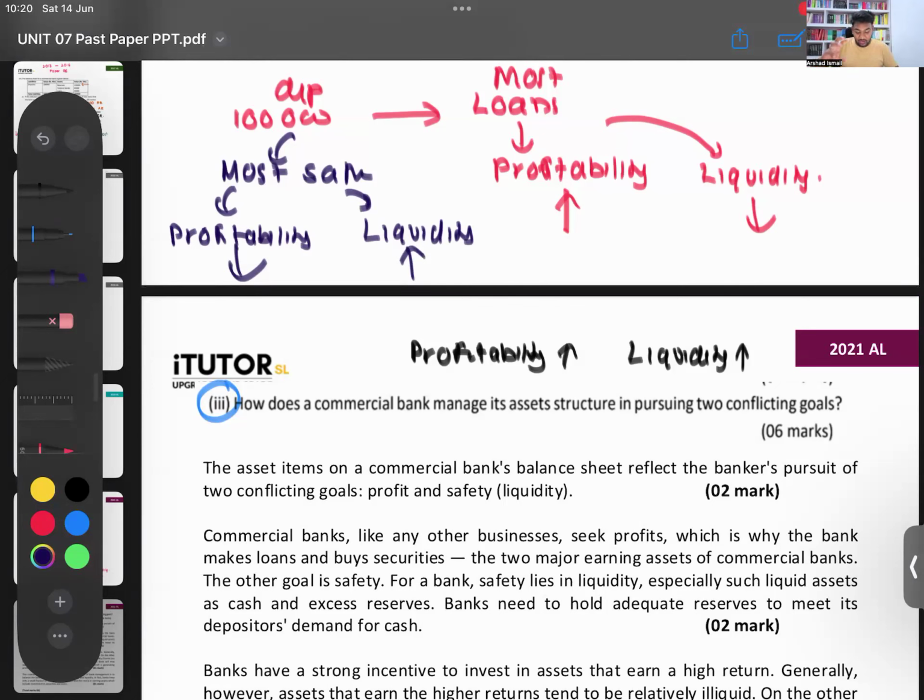Now, commercial banks want to increase profitability also. They want to increase liquidity also. It's very hard to do both. Because if you try to increase more and more liquidity, then no profitability. Try to have more and more profits, then no liquidity.